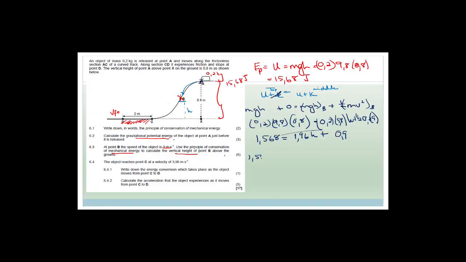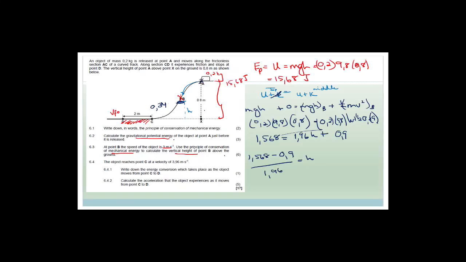We've got 1.568 minus 0.9 divided by 1.96 is going to give me the height. So 1.568 minus 0.9 divided by 1.96 equals 0.34. So the total height at this point here at B is 0.34. Right. Now, it says the object reaches point C at a velocity of 3.96 meters per second.